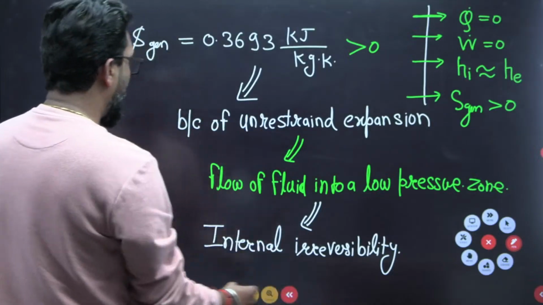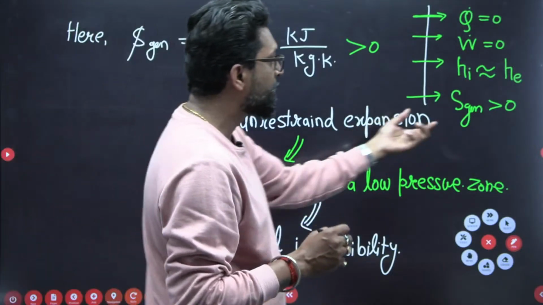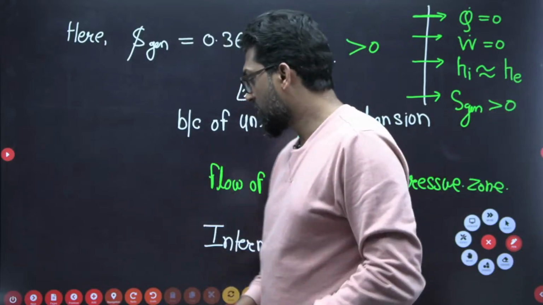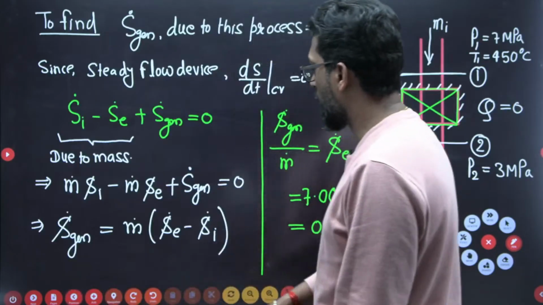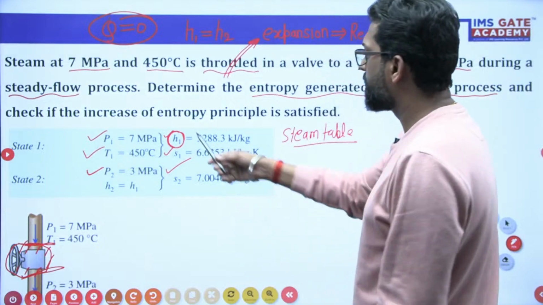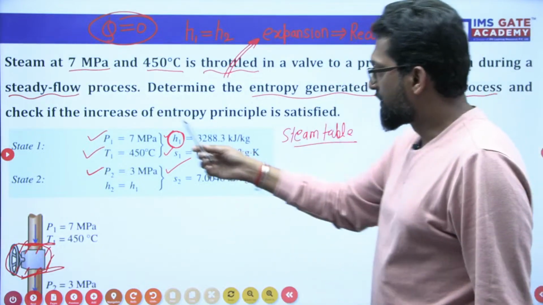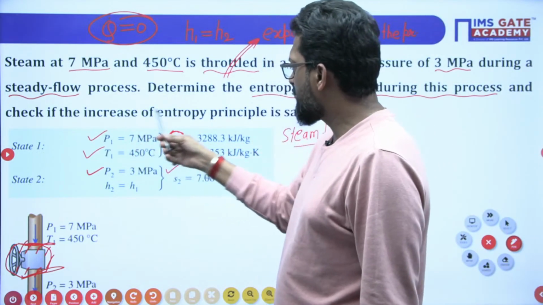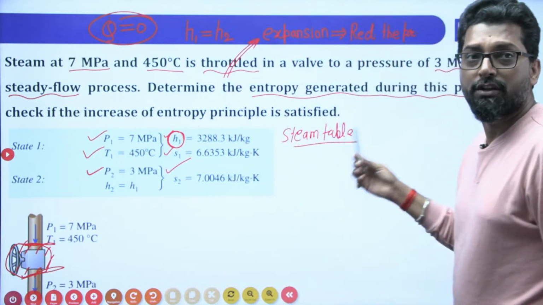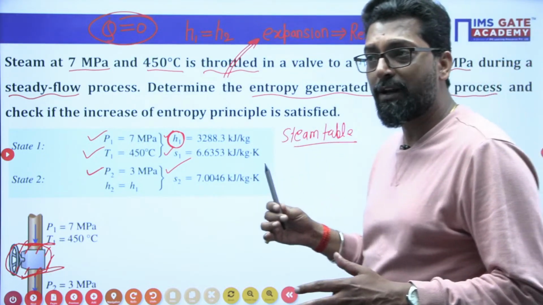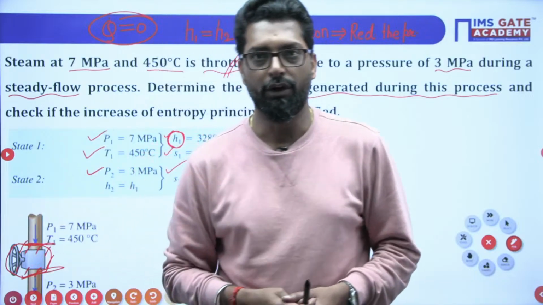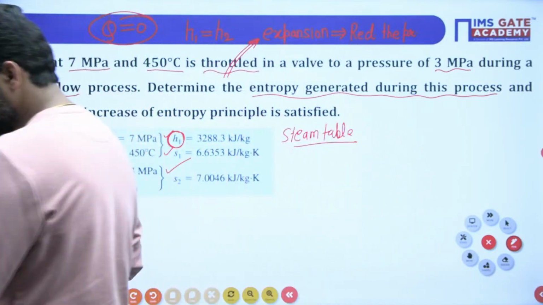So throttling is an irreversible process. It will satisfy the principle of increase of entropy. The question last says, check if the increase of entropy principle is satisfied or not. Yes, it will satisfy. Why? Because it is greater than 0.